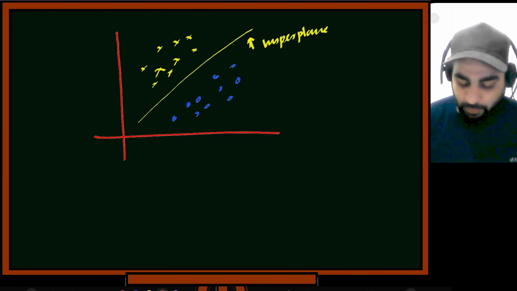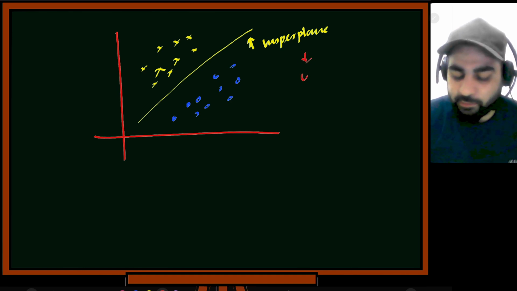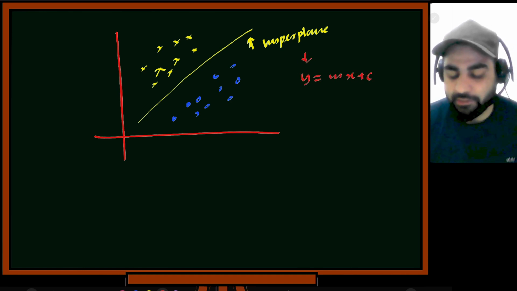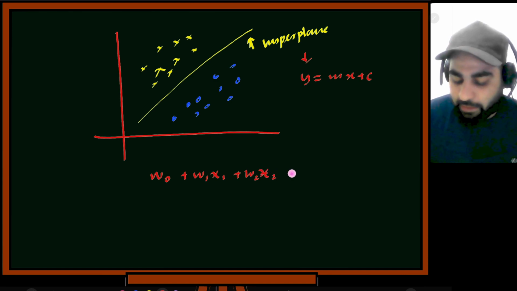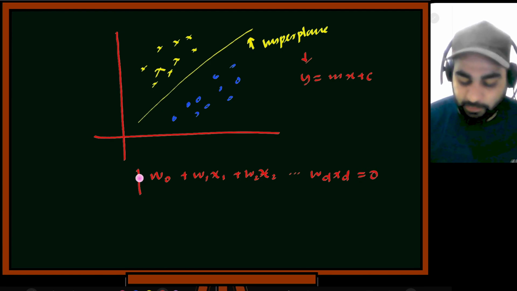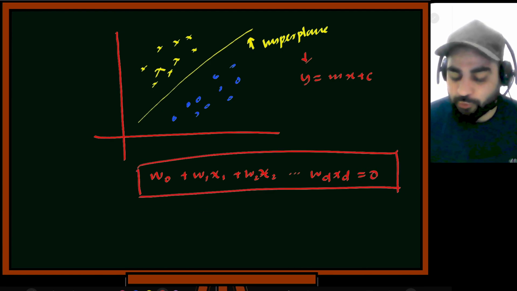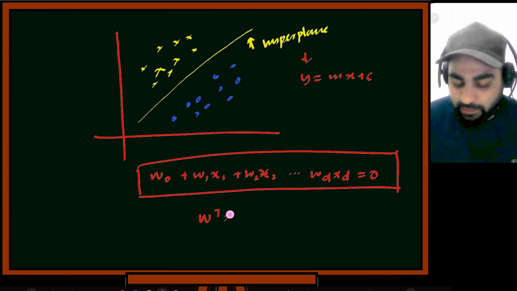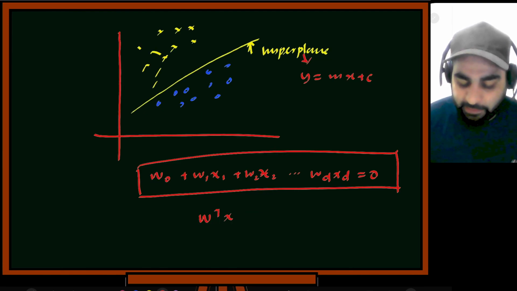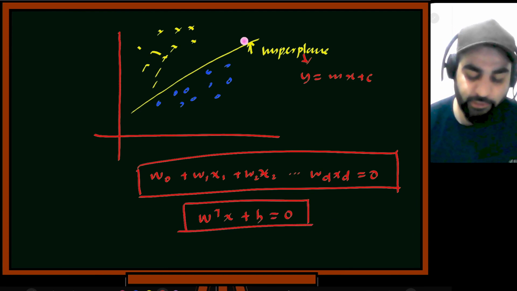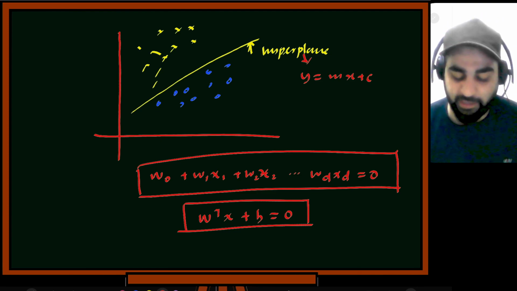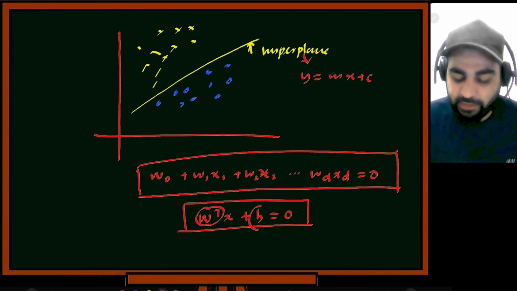What is the equation of the plane? Usually in 2D we write it like this: y is equal to mx plus c. In general we write w0 plus w1 x1 plus w2 x2 and so on plus wd xd is equal to 0. We also wrote it like this: w transpose x plus b is equal to 0, where w0 is written as b. This is the general equation of a plane. If you want to represent any plane, you just have to give me this w and this b. This b is called an intercept.